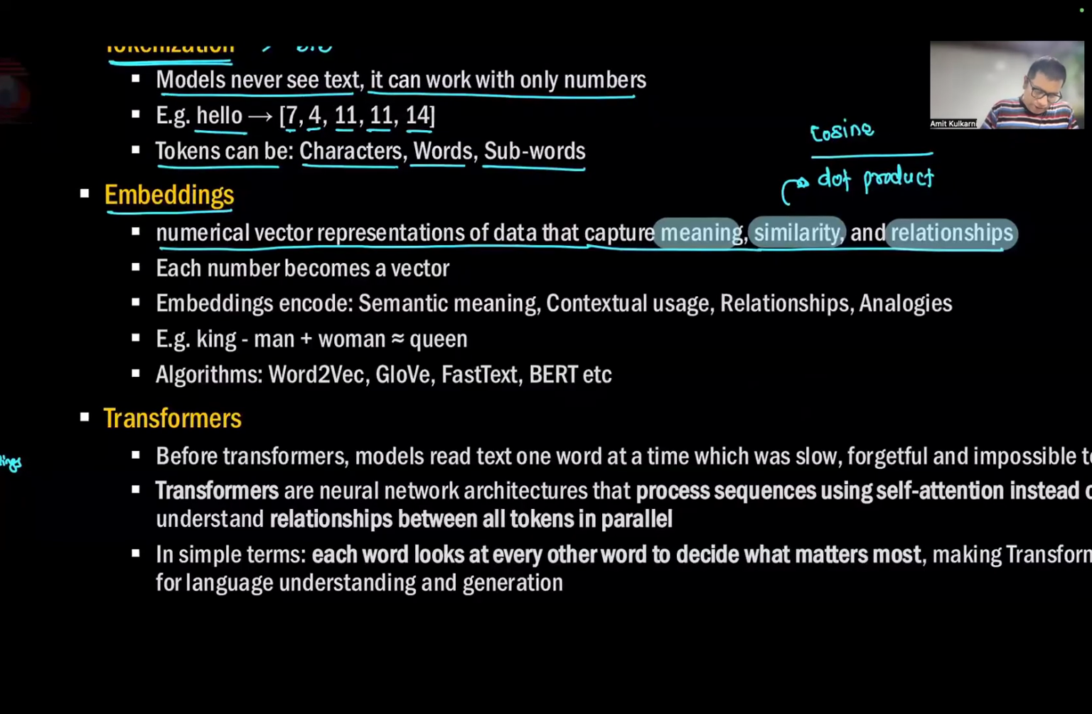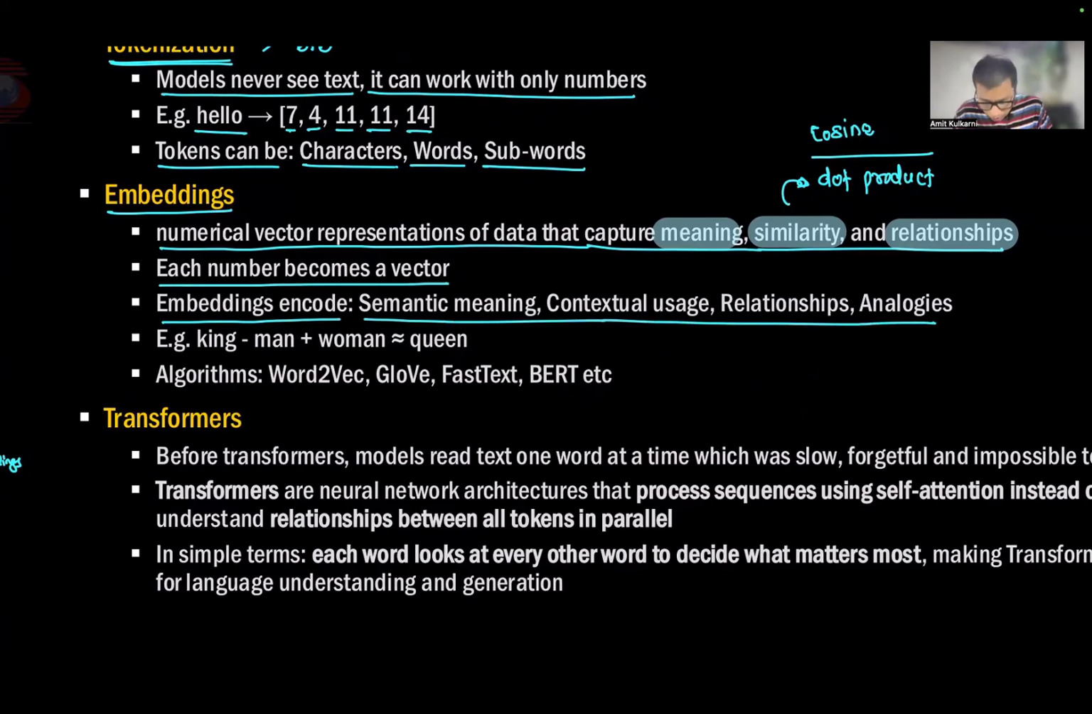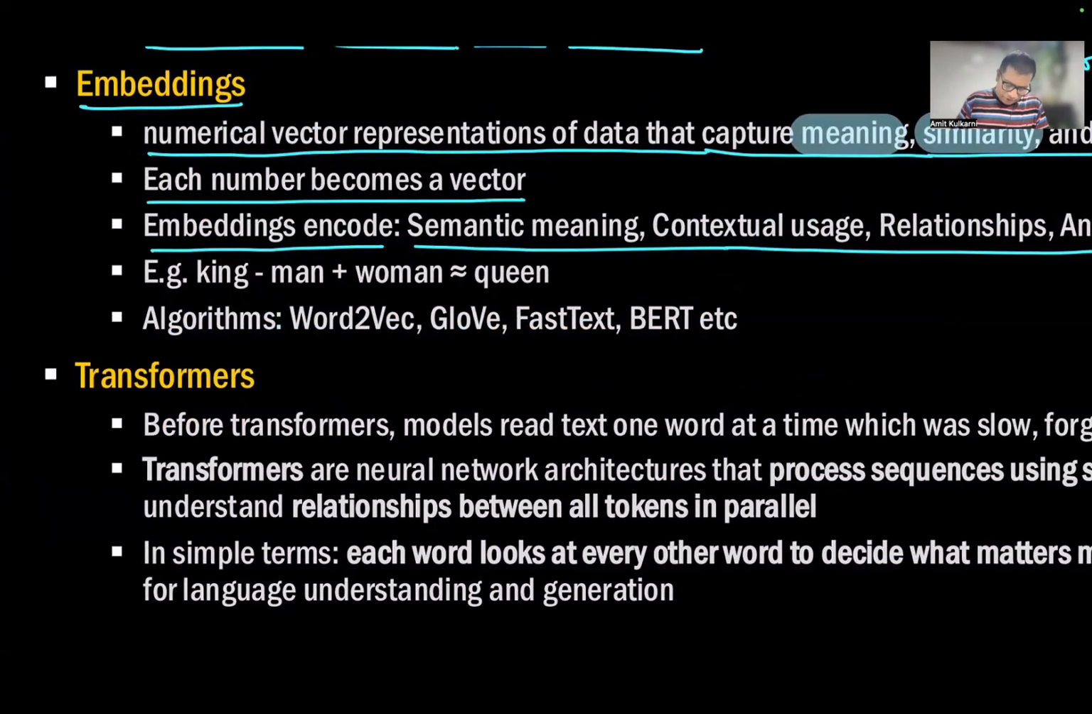Anyways, with embeddings each token becomes a vector. As I mentioned, a vector right now is a collection, or array, of similar values. More on that day after tomorrow. Embeddings encode the semantic meaning and contextual usage, relationships, analogies, and so on and so forth. It understands that because of how it is trained. To do this, we use algorithms like word2vec or GloVe. These are the older generations, like fastText.